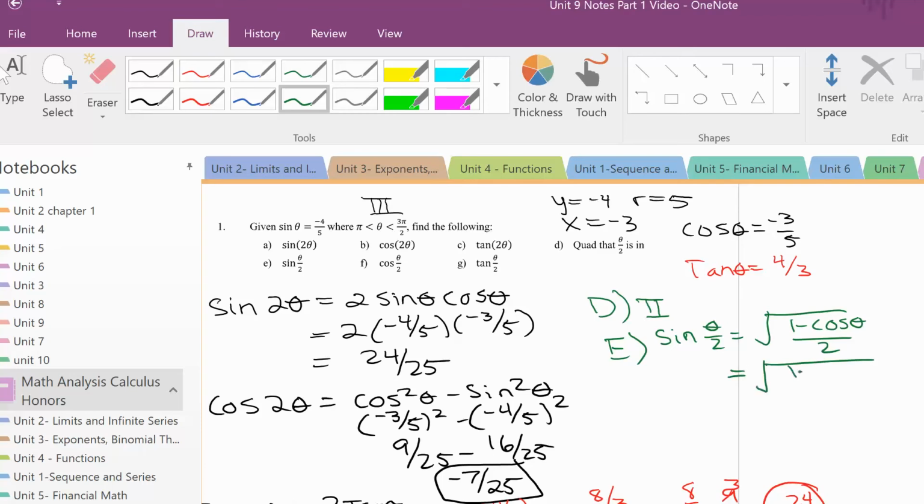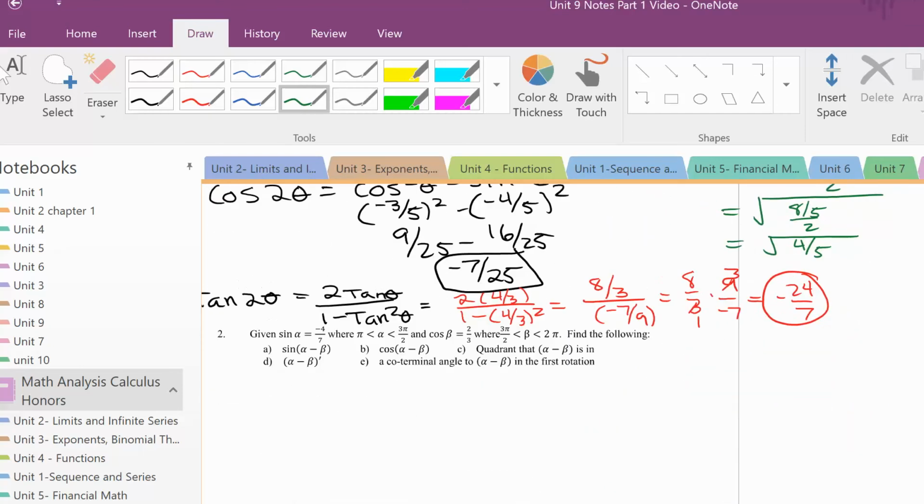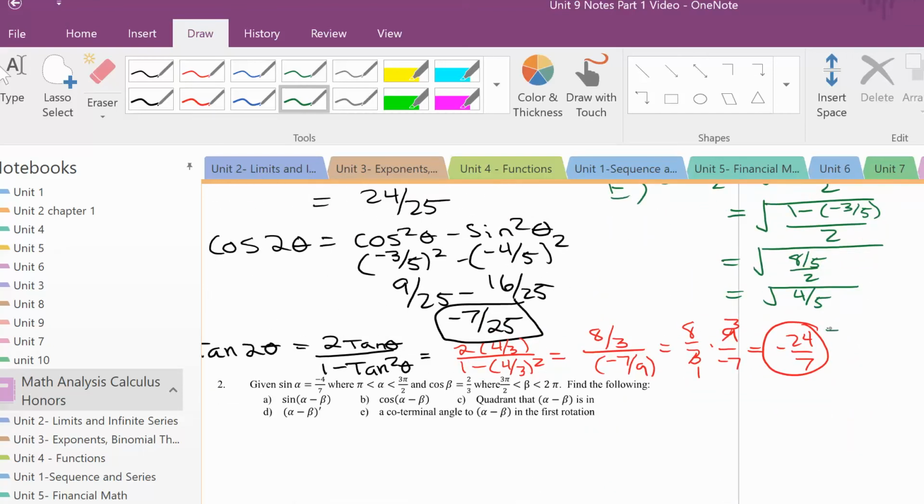So 1 minus -3/5 over 2. So it's going to be the square root of 5 plus 3 is 8/5 over 2. So that's the square root of 4/5. And the square root of 4 over the square root of 5 gives you 2 over rad 5, which is equal to 2 rad 5 over 5.